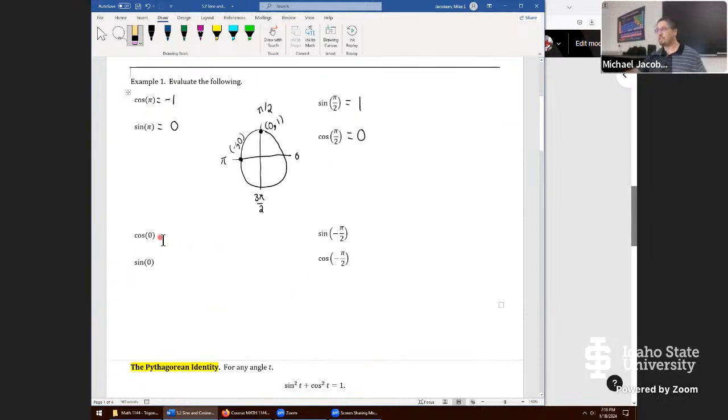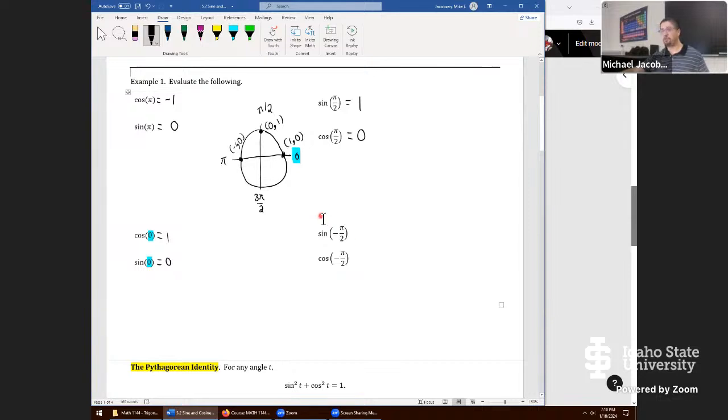So let's go and do this again. We're talking about cosine 0, sine 0 on this next one. So the rotation is here. No rotation. The initial side overlaps with the terminal side. Exactly. Coordinates go 1, 0. So cosine 0 is 1. Sine 0 is 0, just as you said. So those are some interesting values.